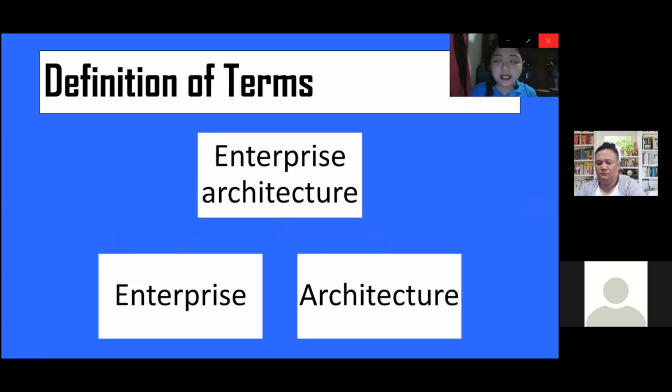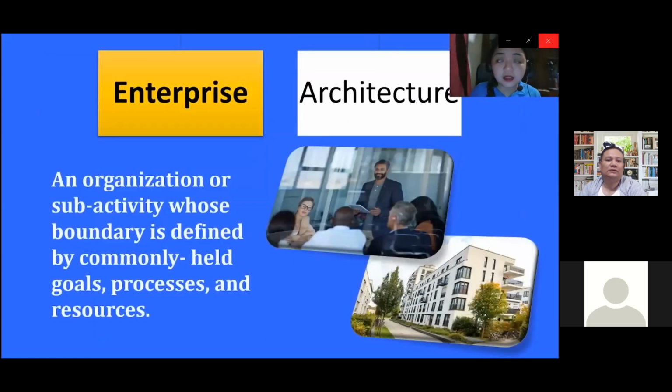First, let's define EA. As you know, enterprise architecture is composed of 2 words, so let's break them down first. First, let's define enterprise. When we say enterprise, it pertains to the organization or sub-activity whose boundary is defined by commonly held goals, processes, and resources. So it means the structure itself or the organization itself.